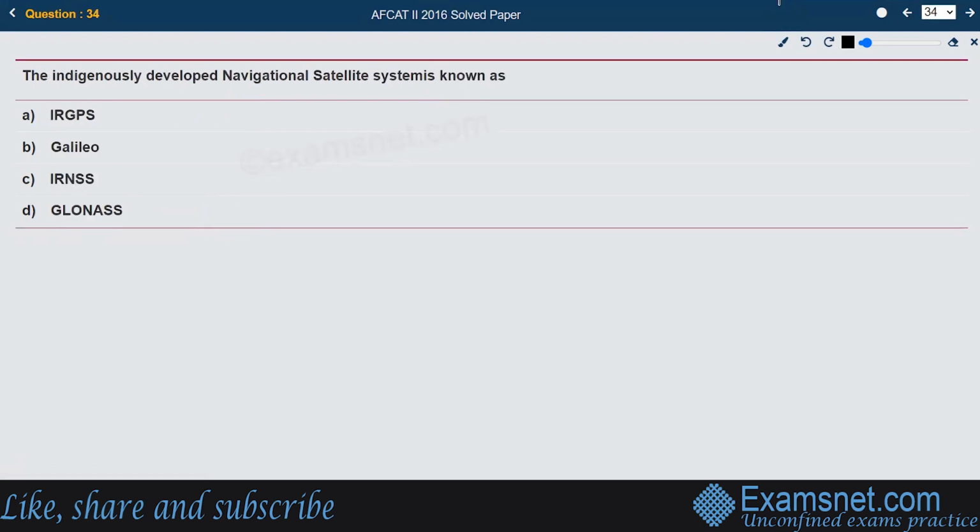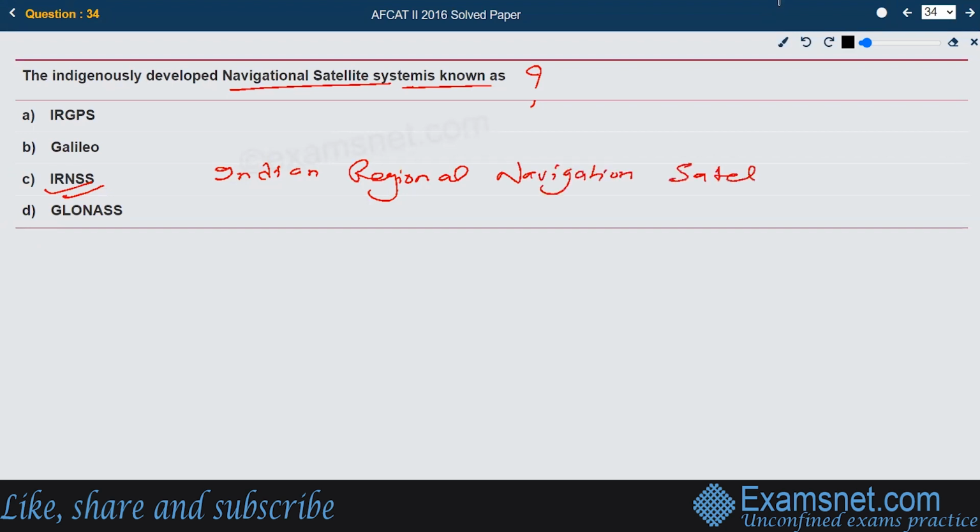Next, the indigenously developed navigational satellite system is known as? The right answer is IRNSS. The full form of IRNSS is Indian Regional Navigational Satellite System, with an operational name of NAVIC. It is an autonomous regional satellite navigation system that provides accurate real-time positioning and timing services. The system at present has a constellation of 7 satellites altogether. So that is the right answer, IRNSS.